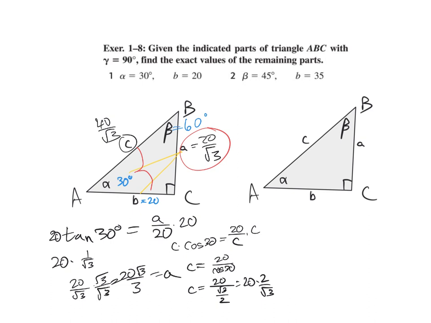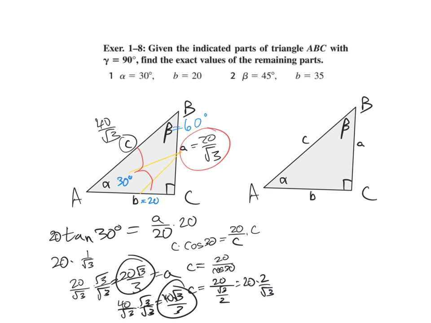Okay, and what is that? You have to rationalize it. So 40 over the square root of 3 times the square root of 3 over square root of 3. And you get 40 square root of 3 over 3. All right, so those are your actual answers for a and c and beta. Okay, now let's go on to number 2, and we'll go a little faster.